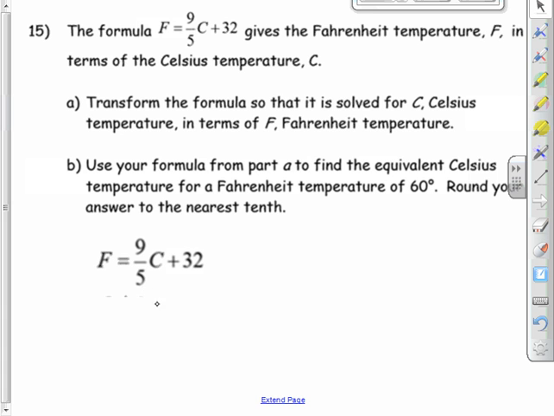The first thing I want to notice here is that there is a fractional coefficient in front of Celsius. It's 9/5. And to find the Fahrenheit temperature, we need to multiply Celsius by that fractional value, 9/5, and add 32. So if I want to isolate C, remember we want the equation to read, when we're done, C equals. We would need to get this coefficient to be a 1. So I'm going to try and get rid of the fraction here by multiplying both sides of the equation by 5.